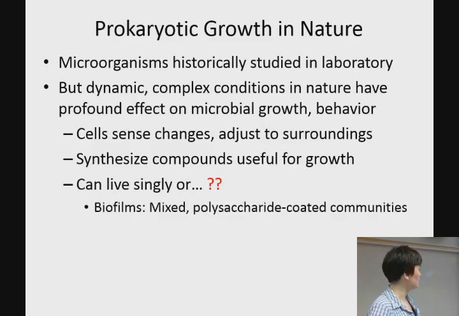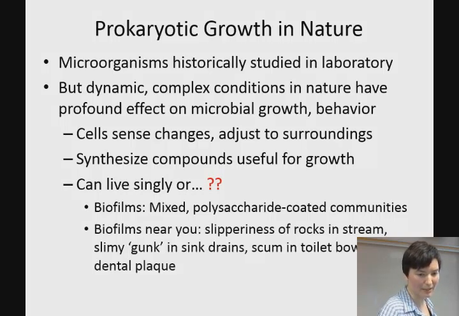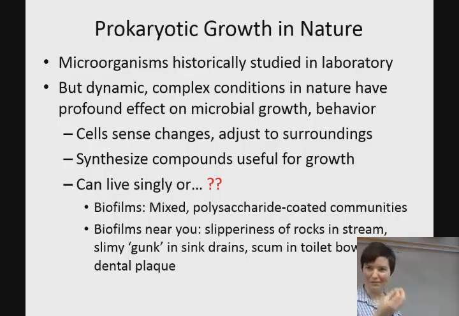And they also typically live in community, and we often refer to those as biofilms. And the biofilm is a mixed community that has a lot of polysaccharide coating around it. It's the glycocalyx, basically. So examples of biofilm would be that slippery gunk on the rocks of the stream that when you're hiking wants to kill you. The stuff that clogs your sink drain, the scum that builds up in your toilet bowl, and that stuff in your mouth that you brush off every day. All of these are natural, normal biofilms that usually have multiple species in them.